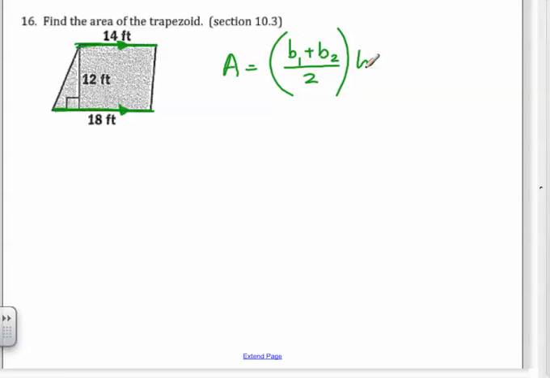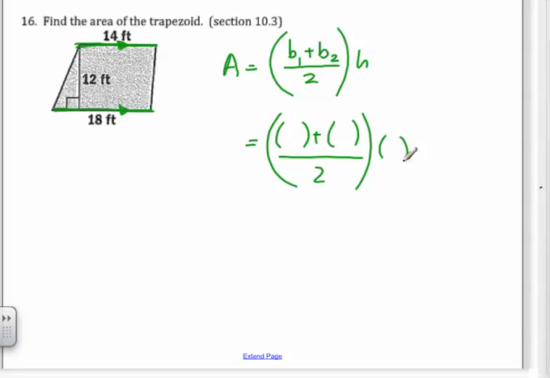All right? So for this one, I'm going to put parentheses in here, and I'll just fill in the information as I look at it. So base 1 is going to be 14. I'll go with that number as base 1. Base 2 is going to be 18, right here. And then the height of this thing is this altitude. And altitude is a line perpendicular to the two lines together, showing the distance between them. And so the height of this trapezoid is 12. Now we'll deal with the units in a moment. Since I'm finding the area, I know it's going to be units squared, because area is always squared.